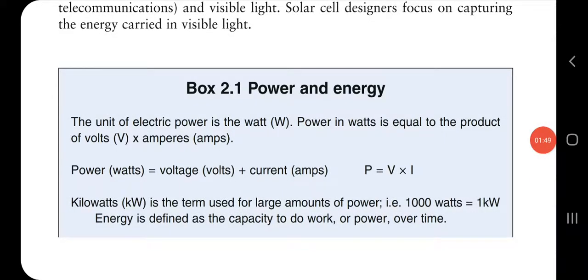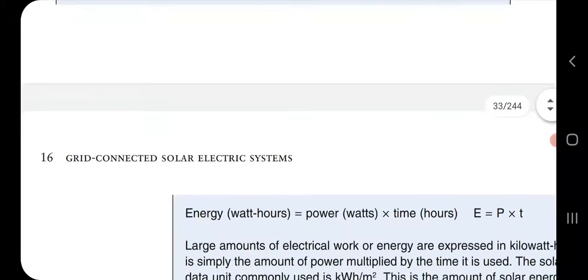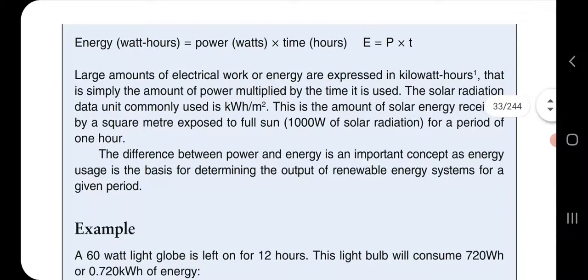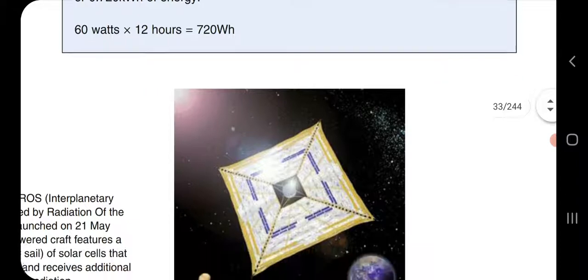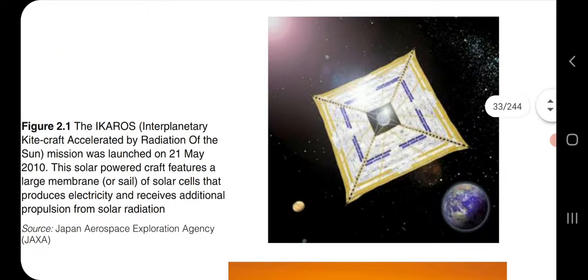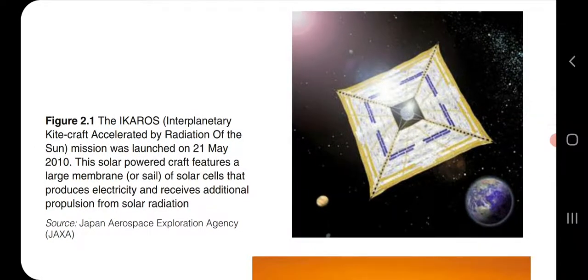Now, power and energy. As we know, power is P equal to VI. The energy of the sun is measured as energy is equal to power into time. And this figure shows a small kite craft designed by the Japanese in space to capture or absorb solar energy.